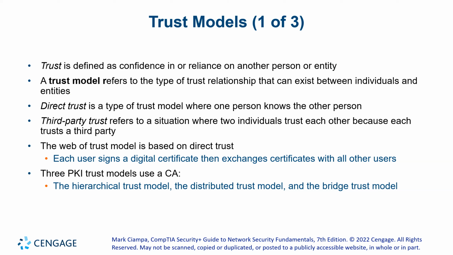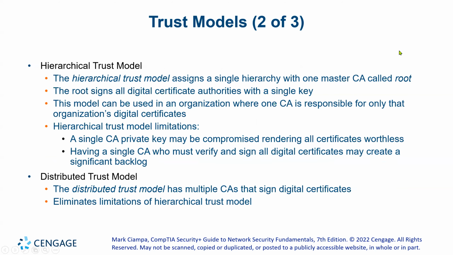The web of trust model is based on direct trust. Each user signs a digital certificate and exchanges certificates with all other users. Three PKI trust models use a CA, certificate authority: the hierarchical trust model, the distributed trust model, and the bridge trust model.